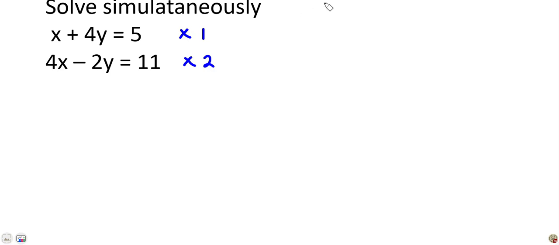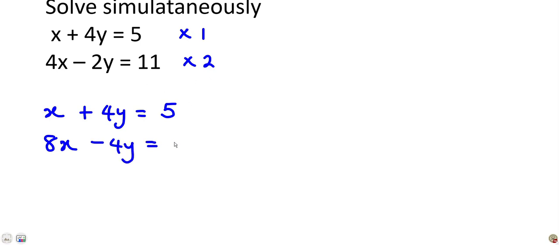So when I do that, I'm going to multiply 1 times x, that's x, and 1 times 4y, 4y, and 1 times 5 is 5. And now I'm going to multiply the second equation by 2. 2 times 4x, that's 8x, and 2 times minus 2y is minus 4y, and 2 times 11 is 22. So the next thing I'm going to do is draw a line underneath, and then I can see the coefficients for y are the same and they have different signs. Now that suggests that I will be adding along the column.